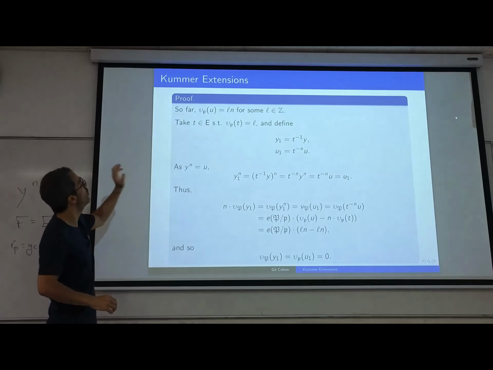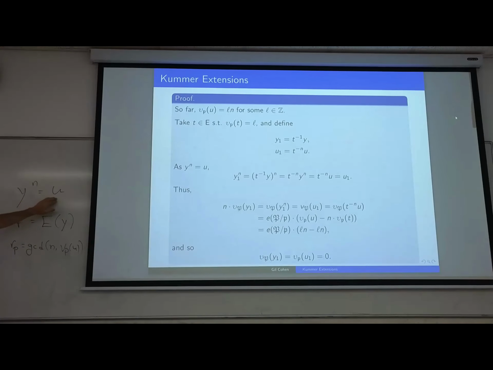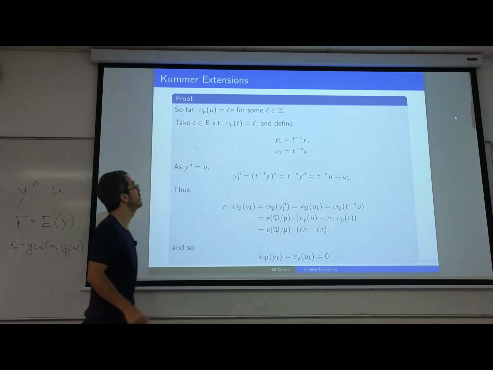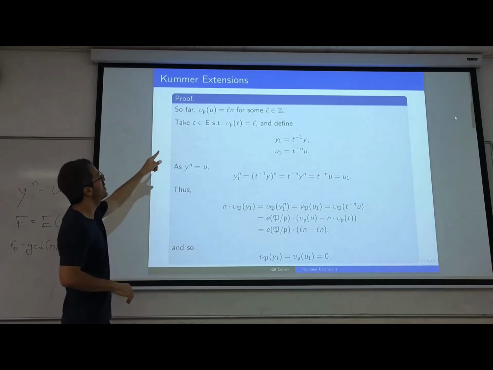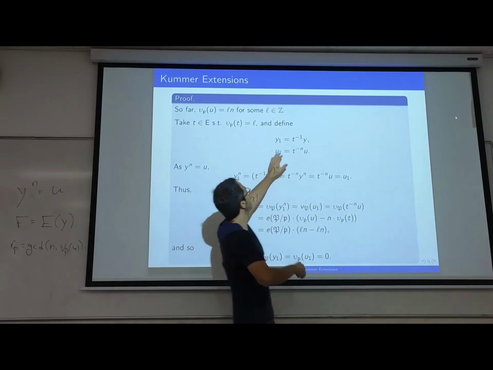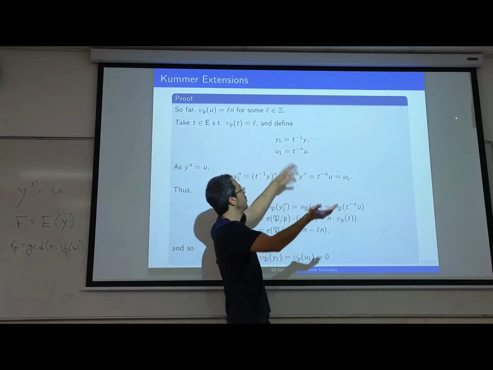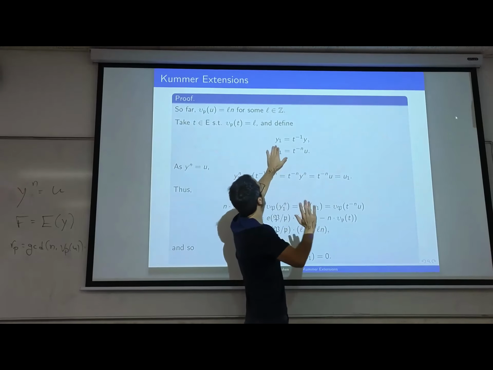So what I want to do, I know that y to the n is u, but I want to move from y and u to some better versions of them, which are going to be units in the ring I'm going to care about. So I'm going to take an element t in E, in the smaller field, whose p valuation is L. You can always take a local parameter and take it to the power L, because the local parameter has valuation 1. I'm going to use this t to normalize y and u to y1 and u1. I'm going to define y1 to be y over t.